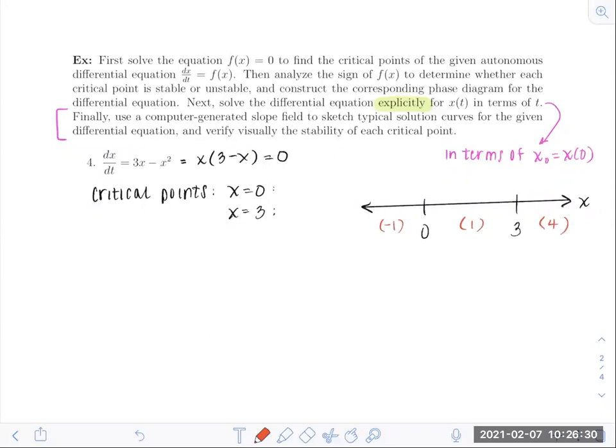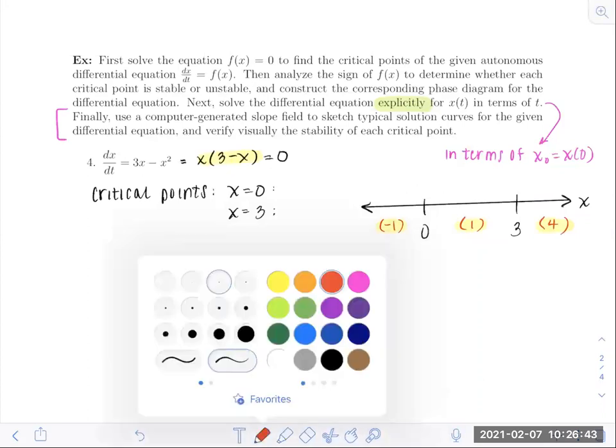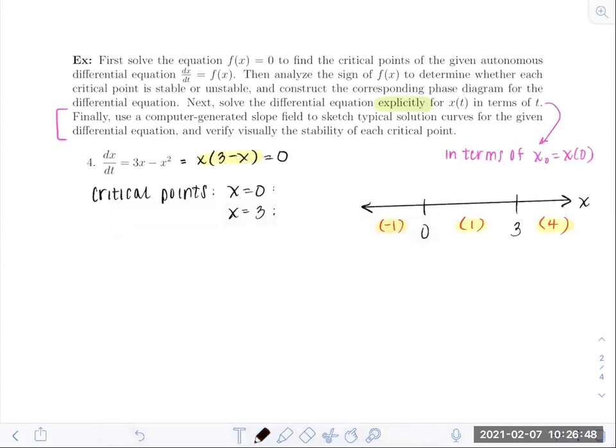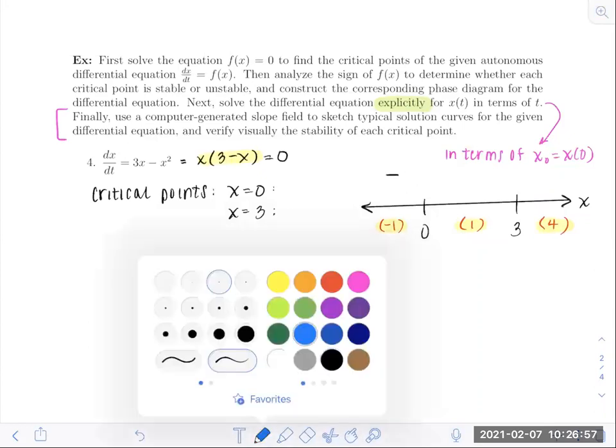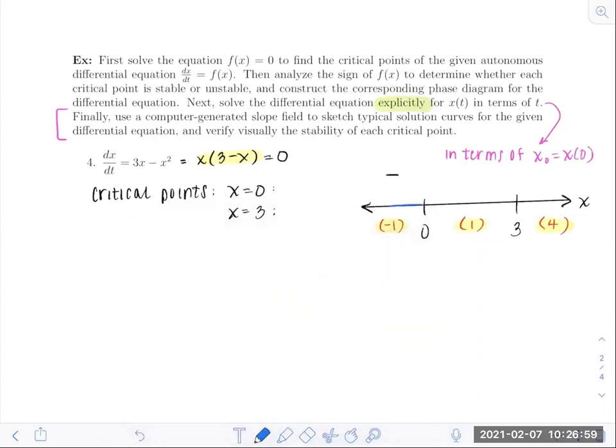And I want to plug these test points, which I'll highlight in yellow, over into my function f of x. I'm going to use the factored one, but you could use the other one as well. And so then you just want to note here the sign of the derivative. So let's work with -1 first. If I plug -1 in, I get -1 times +4. That is negative. So I want to draw that arrow pointing to the left towards the negative x-axis.